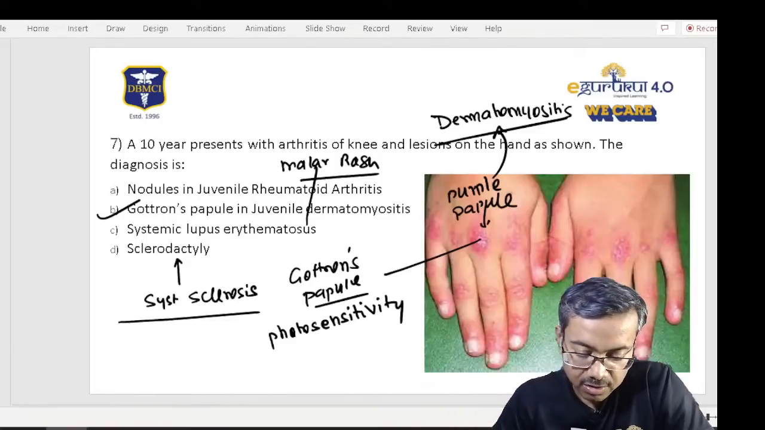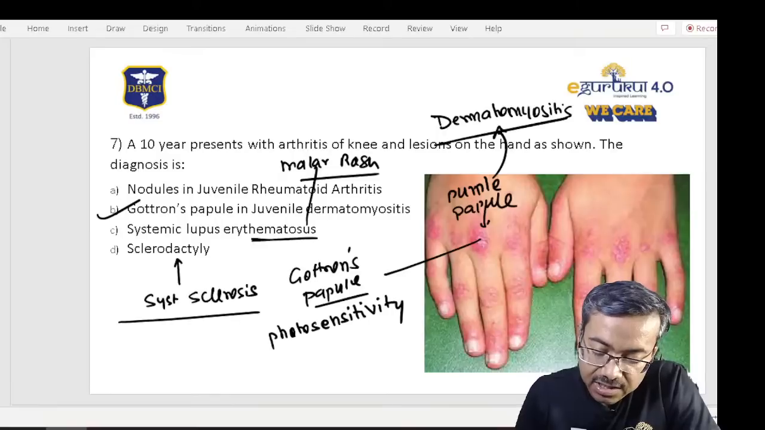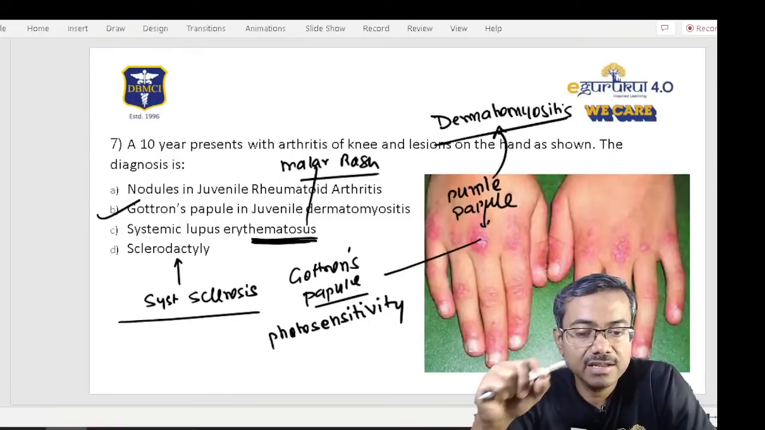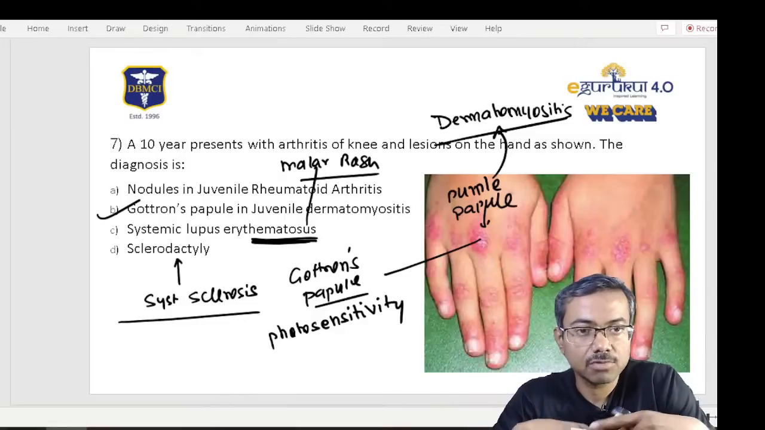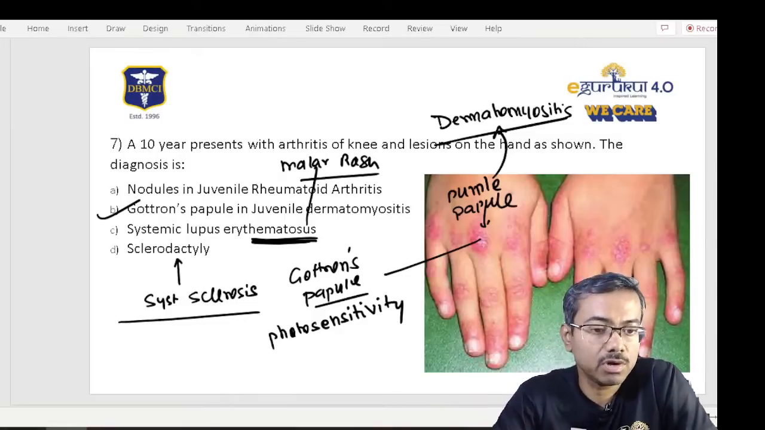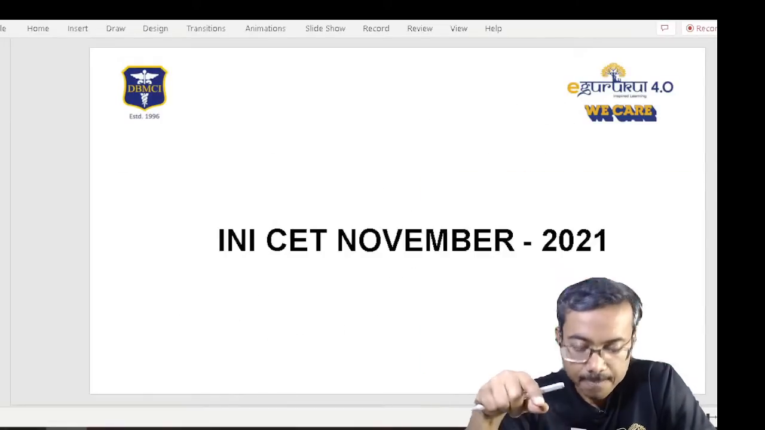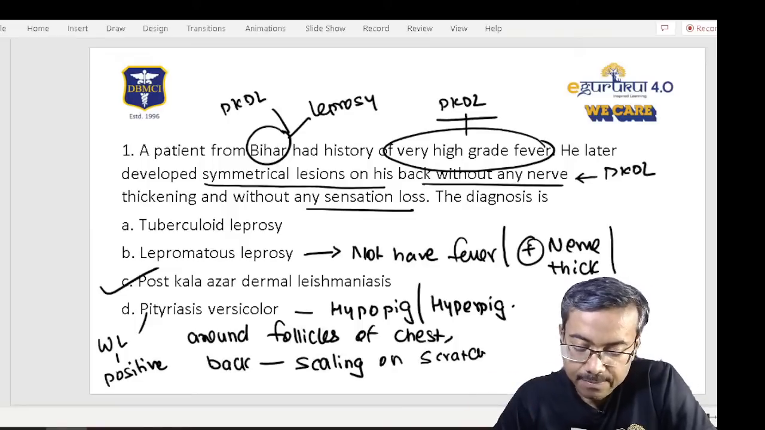Manoj, which question are we talking about, bache? Achha, are you talking about this question? Now, SLE, bache, never has... Are you talking about SLE here? Is that there? Now, SLE doesn't have these Gottron's papule, bache. Okay, if this is the question that you are referring to for your doubt. Okay, Manoj? Okay. So, let's get back to this.